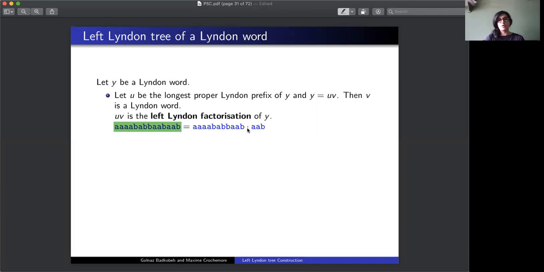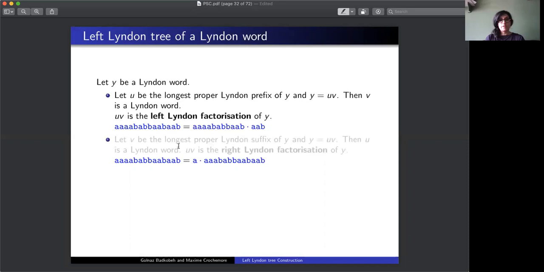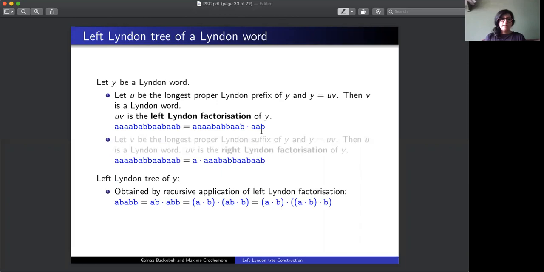Whereas if you look at the right Lyndon factorization, we take the longest suffix that is a Lyndon word. So for the same example, we would have factorized it at this position. So A would be the first factor and the rest is the second factor. And clearly these two don't coincide. We have examples where the left and right Lyndon factorizations are the same, but this is not the case for all words.